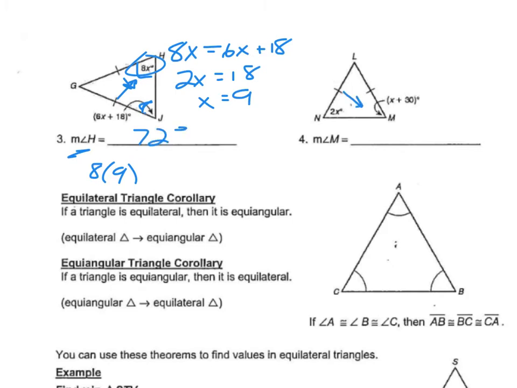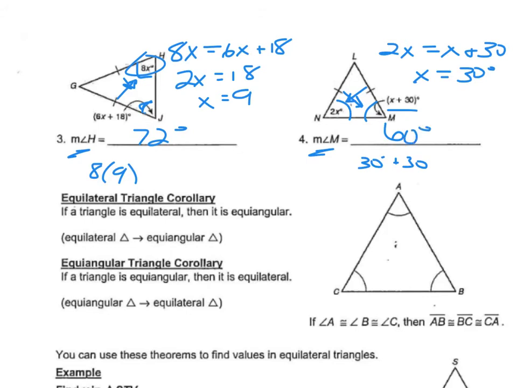Once again, I have the same setup in number 4. They're giving me the two base angles, so I set those equal to each other. Subtract x from both sides, and x is just equal to 30 degrees. That was kind of boring. Now we need to find the measure of angle M. M is x plus 30, so 60 degrees. So speaking of things that are 60 degrees, let's talk about equilateral triangles.